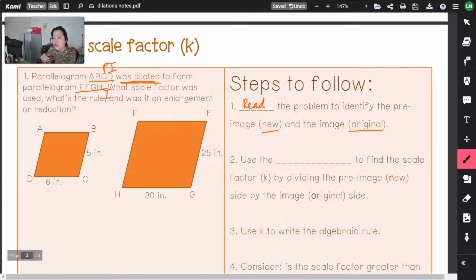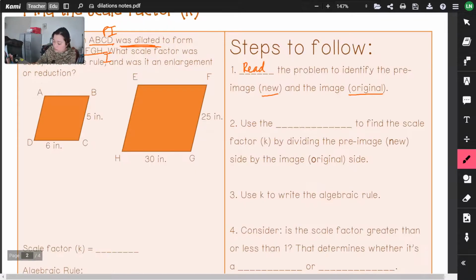The pre-image is the one that gets dilated. What you get after, the new one, that's the image. This is important because sometimes with dilations like this, you don't have prime marks. They'll say something like ABC became DEF, so you've got to watch out for it. Okay, so this is the original, and this is the new. The original is not always going to be on the left, so again, you really have to read and pay attention.